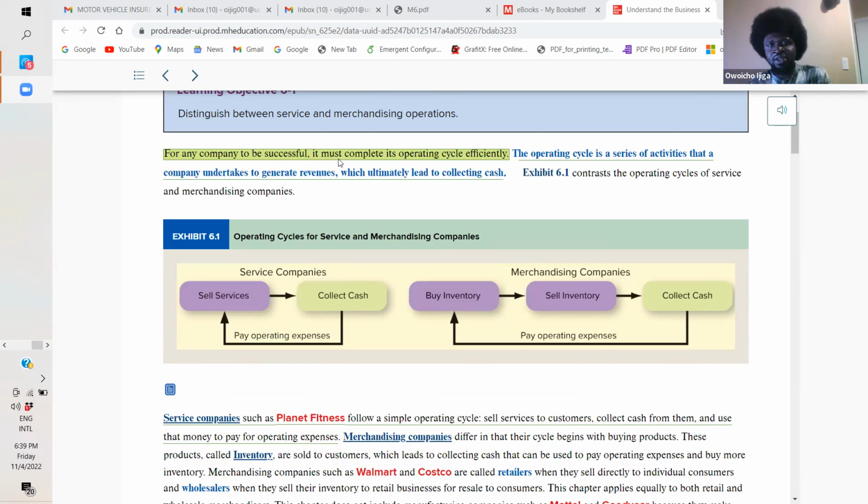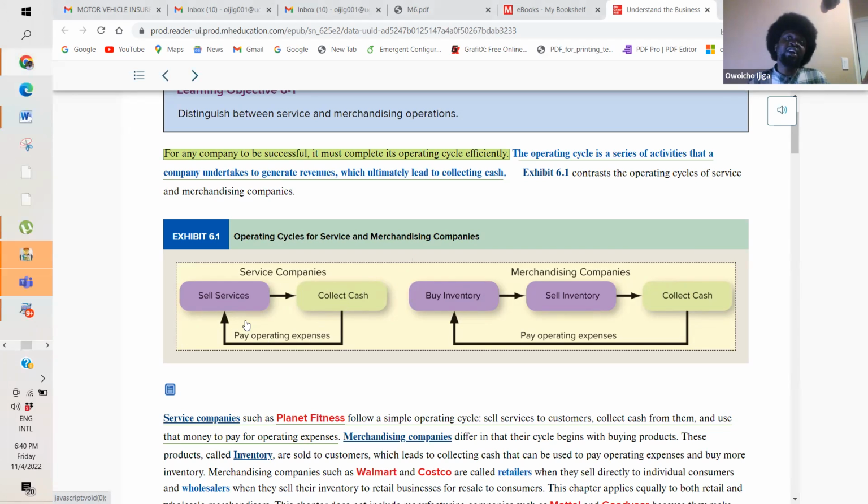for themselves. So the operating cycles of a service business, as you can see from exhibit 6.1, this is for the service companies, and then this is for the merchandising companies. So a service company will sell a service to the client and collect cash in return as a reward, and use the profit it makes to pay for its operating expenses.